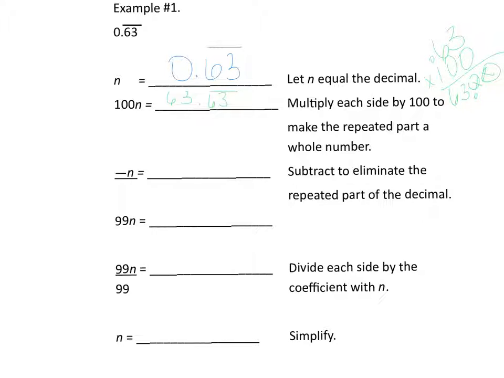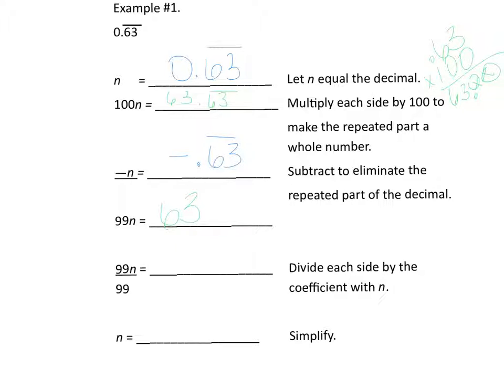We then come in and subtract the repeated part. So we subtract 0.63 repeated. Well, we know in our first step that 0.63 repeated was equal to n, so if we're taking away 0.63 repeated, we're going to take away n. I have 100 n's and I take away 1, that leaves me with 99 n. If I have 63.63 repeated, take away 0.63 repeated, I'm left with just 63.